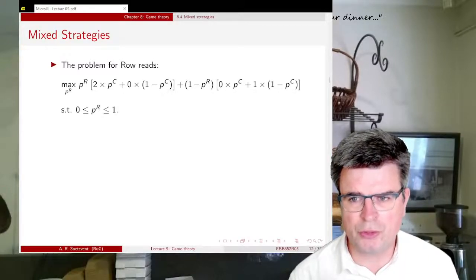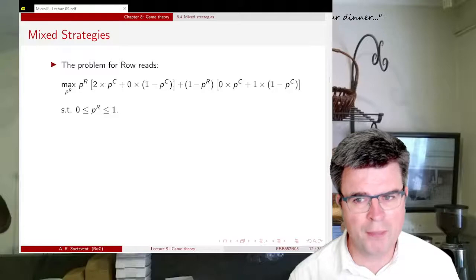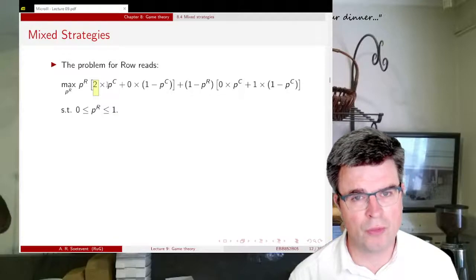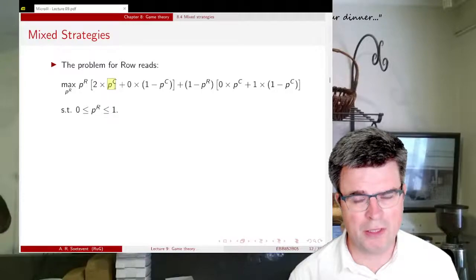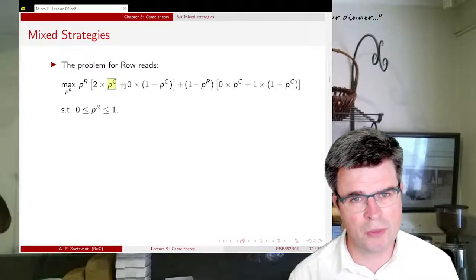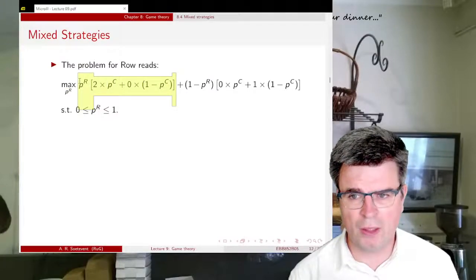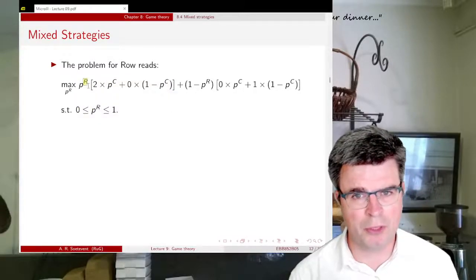He chooses to play Italy with a certain probability, PR. In case he plays Italy, his payoff will be 2 if the column player also plays Italy, which happens with probability PC. And he will receive a payoff of 0 if the column player decides to go for Sweden, which happens with probability 1 minus PC. So this is the expected payoff of the row player playing Italy, times the probability with which he will play Italy in equilibrium.